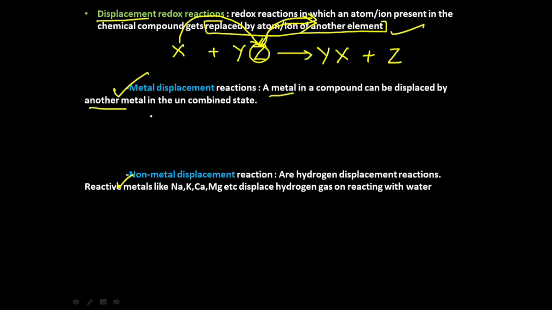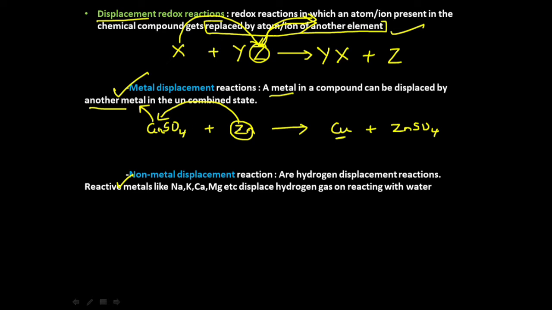For example, take copper sulfate, that is CuSO4. When you treat this with zinc, you will get copper plus zinc sulfate, ZnSO4. So here zinc is replacing copper, isn't it? Copper is replaced by zinc. So this is an example of a metal displacement reaction, because zinc is a metal and copper is also a metal. So a metal is displacing another metal. This is the simple definition of metal displacement.